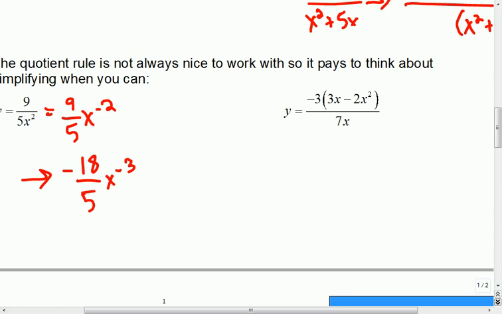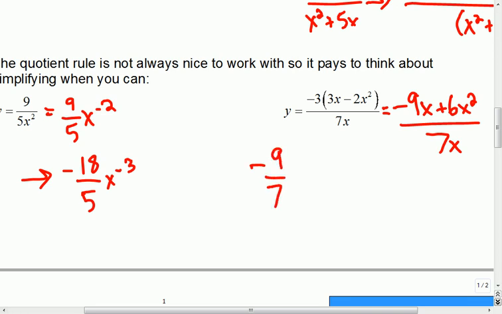In the next example, if I was to take a look and just see what it would look like if I distributed, well, this is what I'd have. And usually if you have a monomial denominator, like a one term denominator, it's usually easier to think about simplifying. So for example, if I split it into pieces, it would be negative 9 over 7 plus 6 over 7x. That would have a derivative of just 6 over 7. So there wouldn't be a need again for the quotient rule.